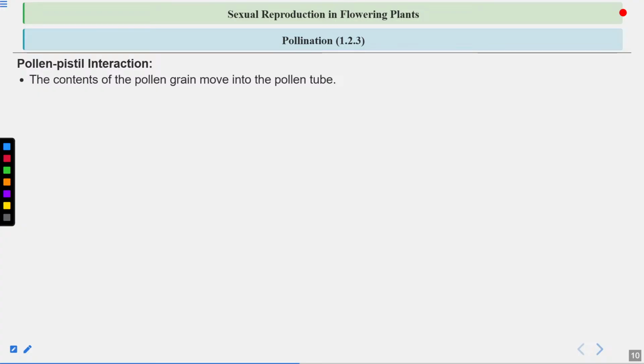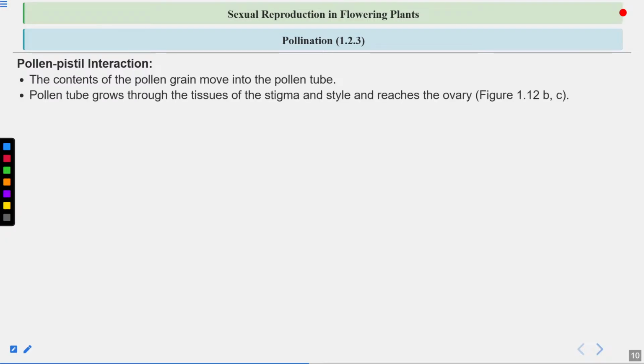Okay. So the content of the pollen grain moves into the pollen tube. The pollen tube has the cytoplasm and the generative nucleus, and this generative nucleus divides into two nuclei, and those two nuclei are called male nuclei, right? The pollen tube grows through the tissue of the stigma and style and reaches the ovary.